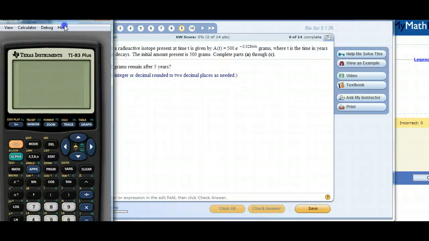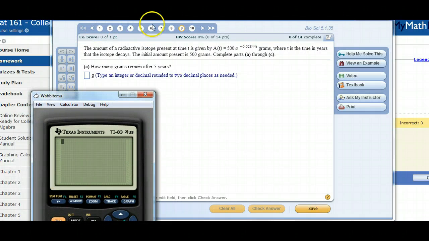Alright, I'm going to give you an example from your homework. This is 5.1 homework, problem number 9. The reason I'm giving you this one is radioactive decay. We have a negative exponent, so that means it's going downhill, if you remember from the earlier notes. So it also has e as its base.